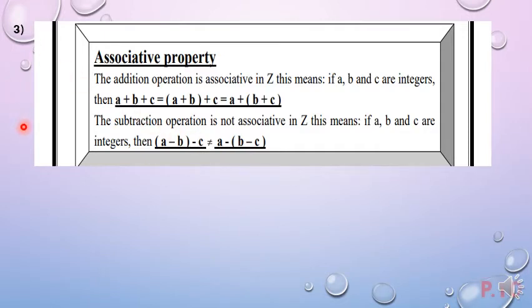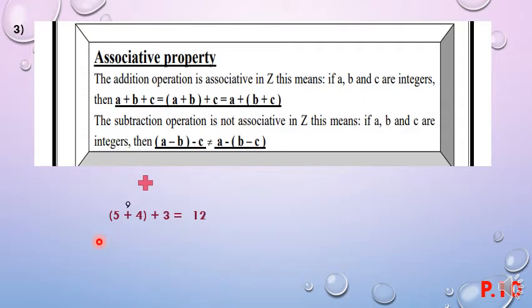For example, in the addition first, 5 plus 4 plus 3. Here we have 5 plus 4 between brackets. We must find the result of the brackets first. 5 plus 4 equals 9. 9 plus 3 equals 12.